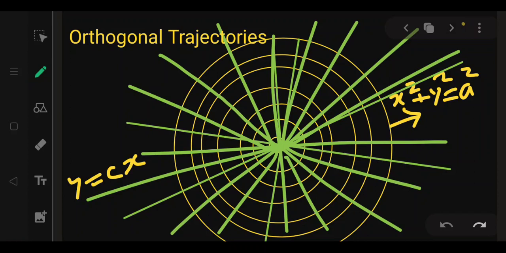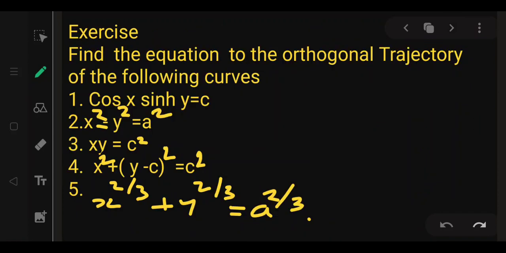You practice similar problems. I will be giving some exercises for you. Find the equation of the orthogonal trajectory of the following curves. First, cos x sinh y equal to c. Next, x square minus y square equal to a square, which is a family of hyperbolas. Now xy is equal to c square, which represents a family of rectangular hyperbolas. So it is the geometry of Boyle's law.